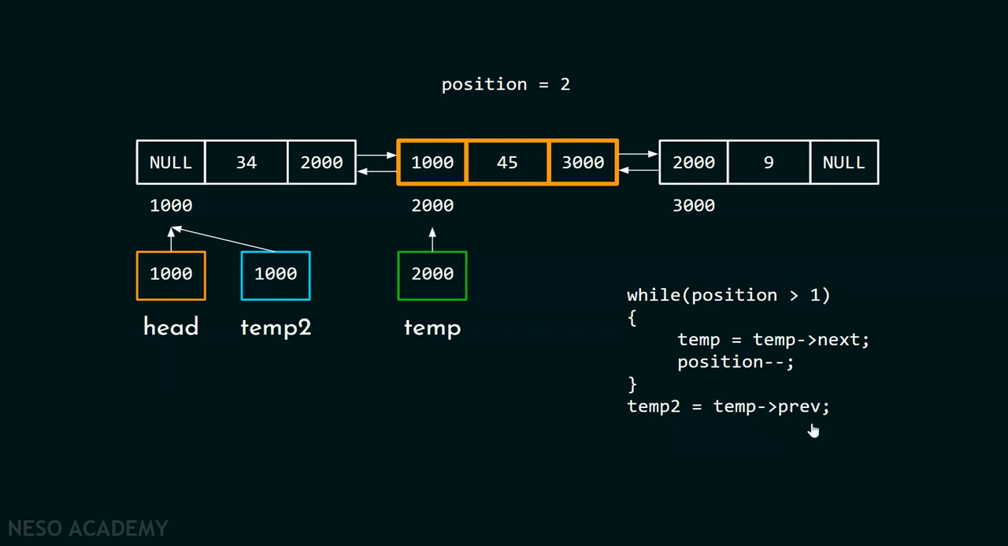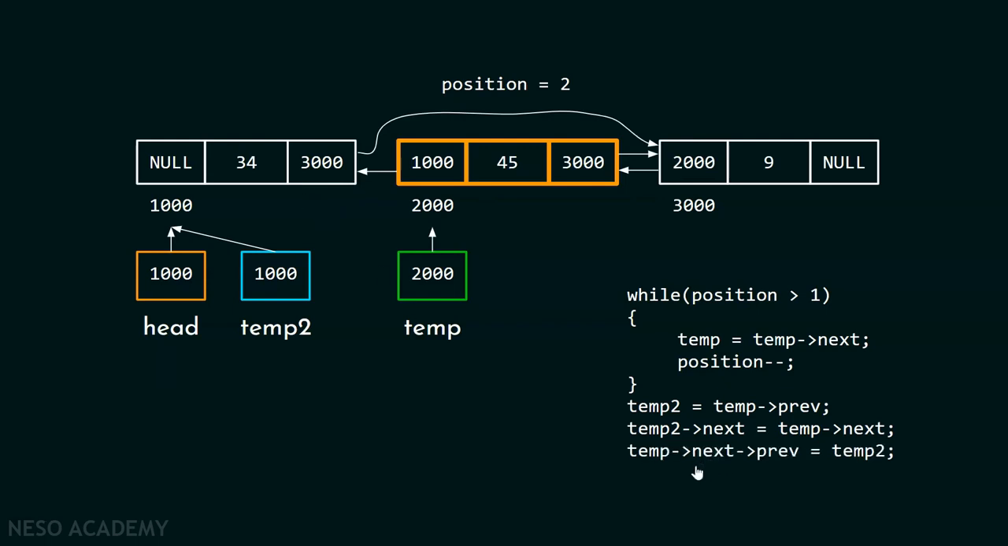Now we can do our usual operation, that is deleting the node. First we will adjust the links and then we will delete the node. Here with the help of temp 2 we will update the next part of this node. So you can see over here temp 2 next is equal to temp next. It must point to this particular node. After this we will update the prev part of this node so that it can point to this node. And for this purpose we will use temp pointer. Temp next prev is equal to temp 2. Now this will point to this node.